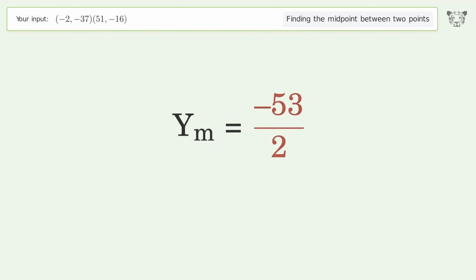And so, the midpoint is 24.5, negative 26.5.